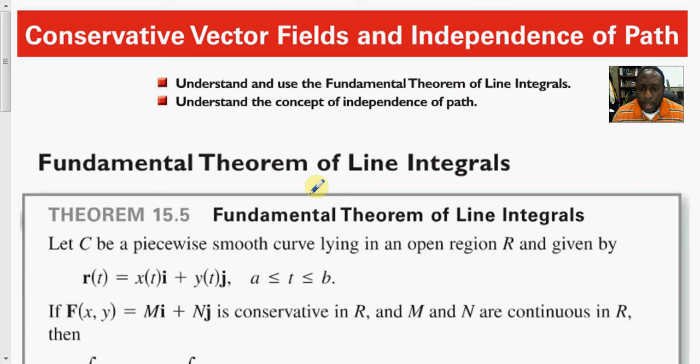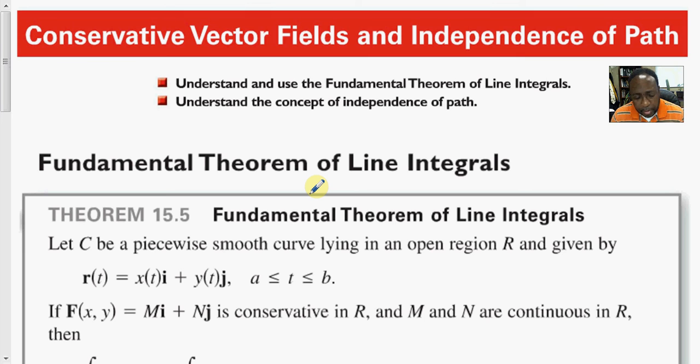The fundamental theorem of line integrals is the topic here, one of the topics in this section. Here we deal with the idea of a conservative vector field and how that is associated with this notion of independence of path. Here we introduce the fundamental theorem of line integrals. You recall from Calculus 1 that we had the fundamental theorem of calculus, parts A and B. If we could combine those two into line integrals, you would have the fundamental theorem of line integrals.